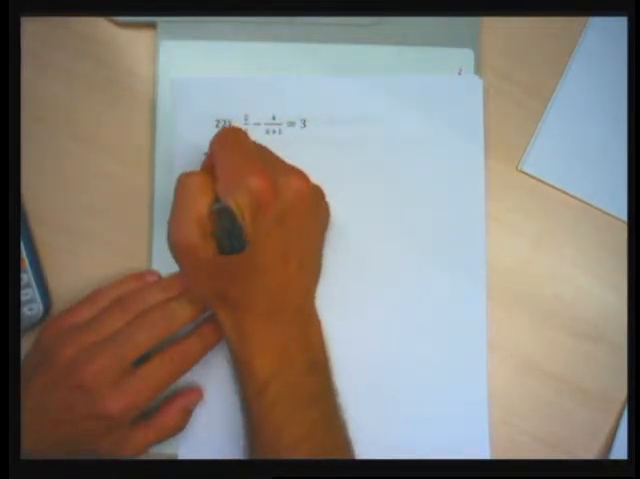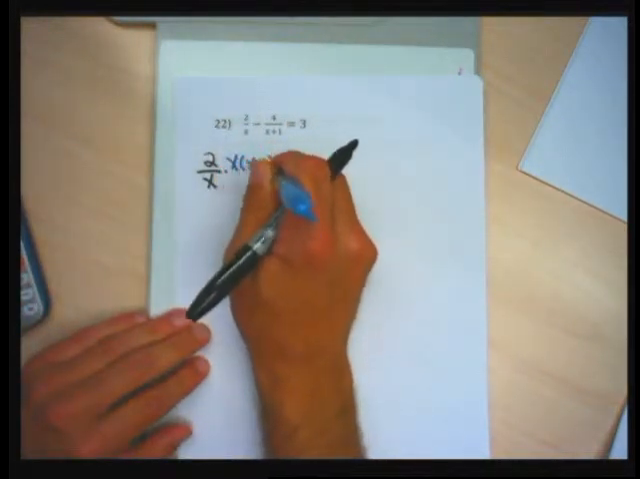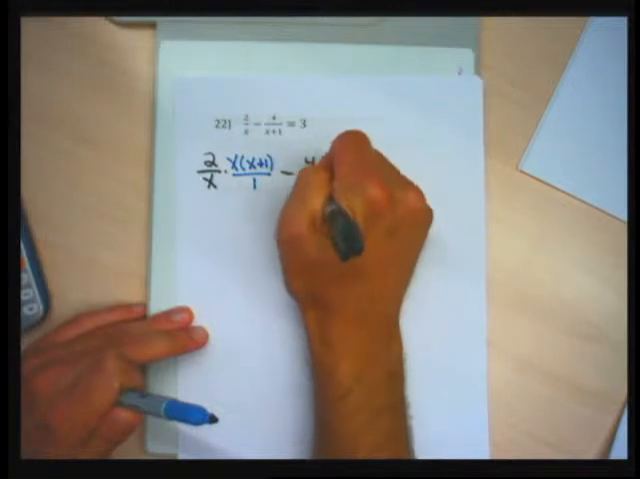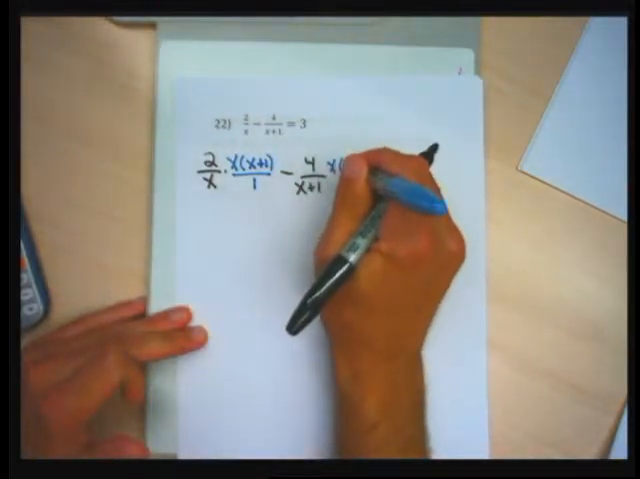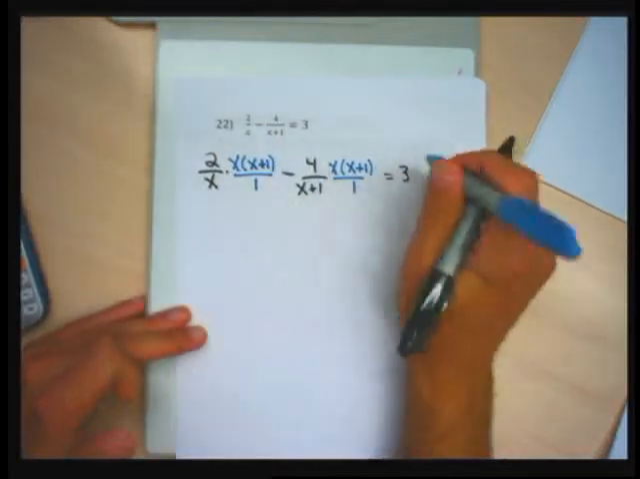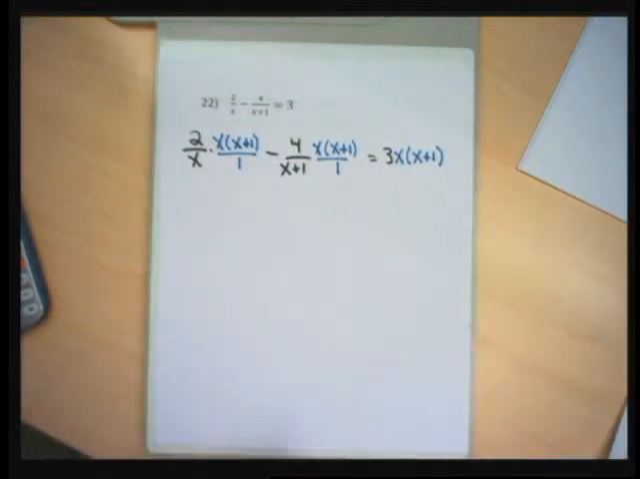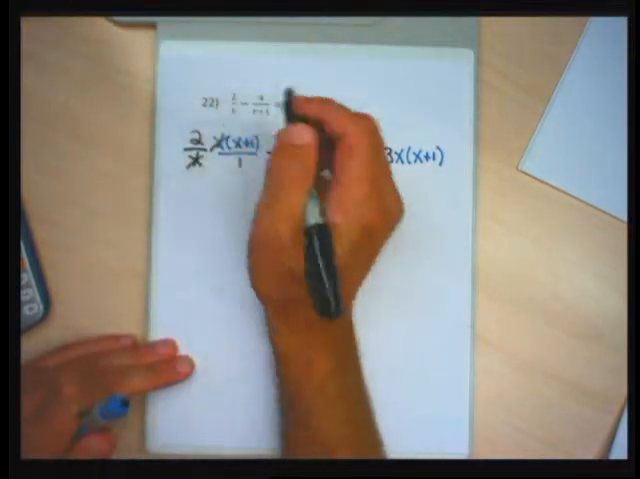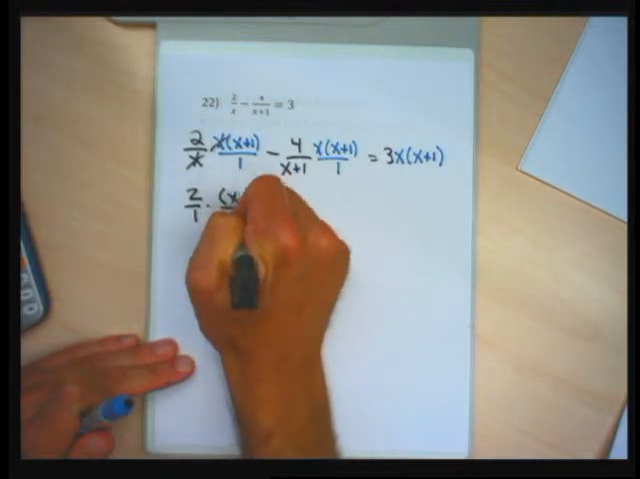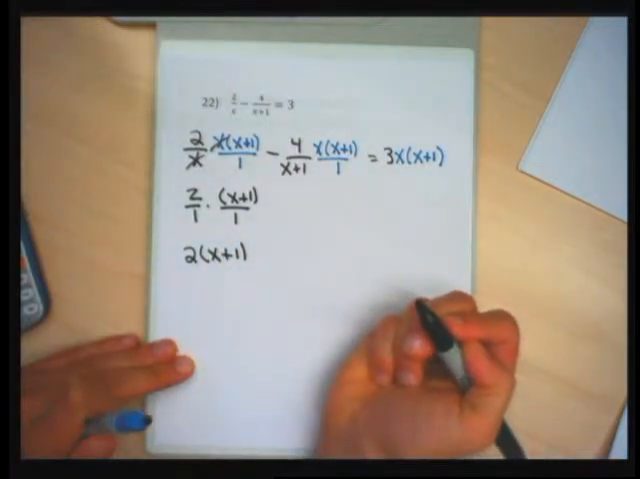So I'm going to go 2x times x plus 1 over 1 minus 4 over x plus 1 times x plus 1 over 1. And the right-hand side, I don't need to show the fraction, so I'm just going to go 3x times x plus 1. I don't need the over 1 part because that side's not a fraction. Now I go into canceling mode, cancel, cancel. I have 2 over 1 times x plus 1 over 1, which is 2 times x plus 1. Don't need a fraction, do need the parentheses.